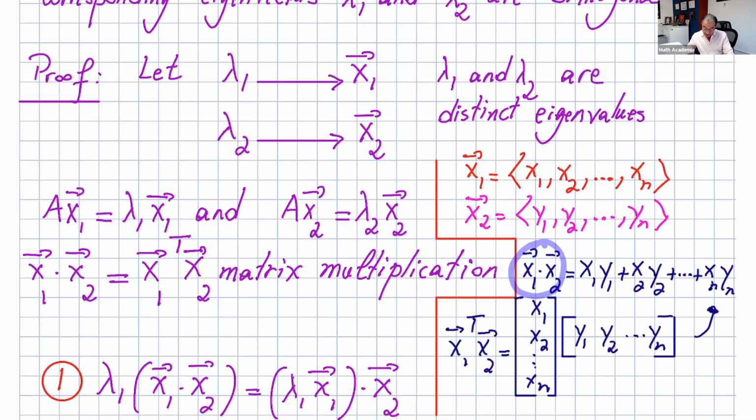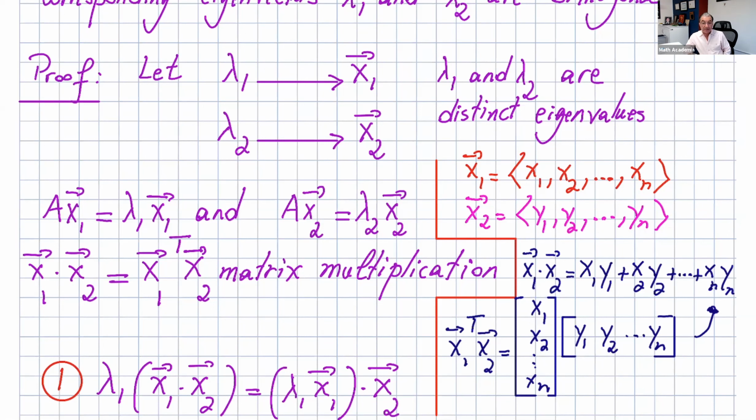x1 dot x2 is x1 y1, x2 y2, and xn yn. If I write this in matrix notation, and you take the transpose of that, which is x1, x2, so you can write it as a column vector, times x2, which you also write in matrix notation, it will give you exactly the same thing. So x1 times y1 plus x2 times y2 and so on.